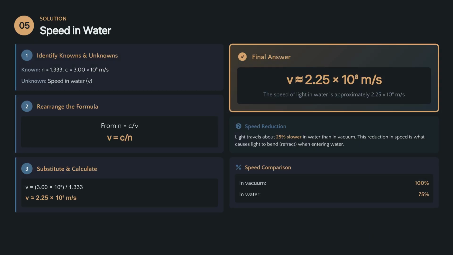To find the speed of light in water, we substitute the known values into the rearranged formula. v equals 3.00 times 10 to the power of 8 divided by 1.333. The calculated speed of light in water is approximately 2.25 times 10 to the power of 8 meters per second.